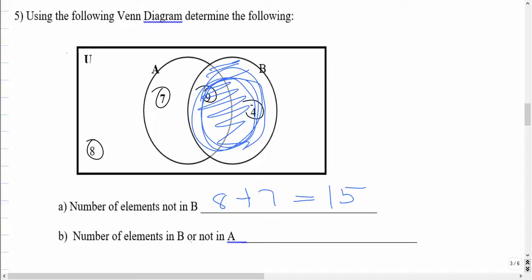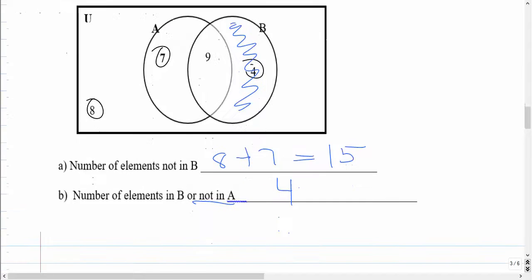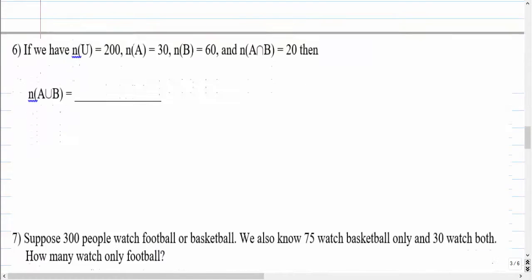How many elements are in B but are not in A? Well, once again, everything in this circle is in B, but I don't want anything in A. So I have to take out whatever is in A. Well, if we erase this, sometimes it erases too much. And here's the stuff in B, not in A. So 4. Moving on.